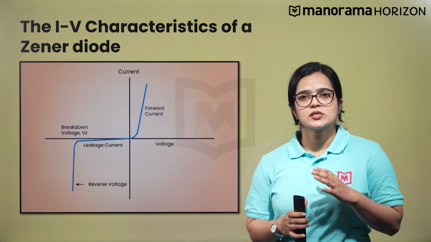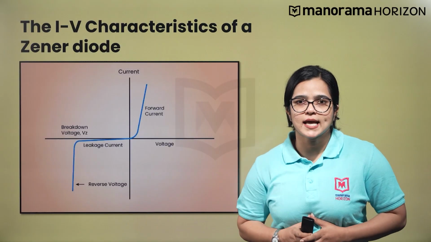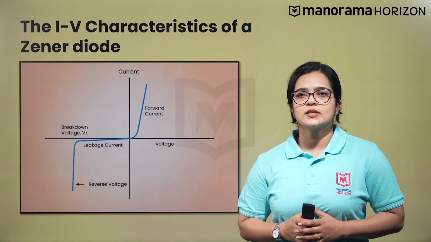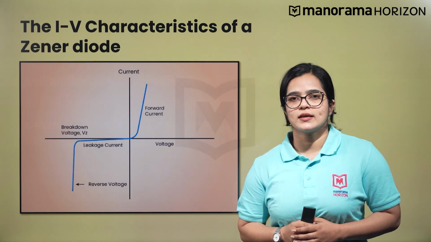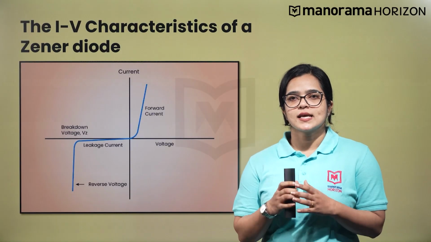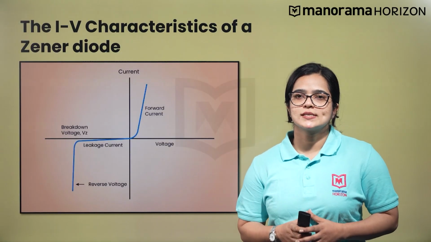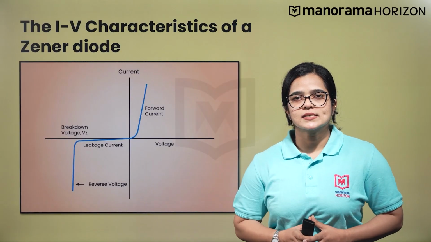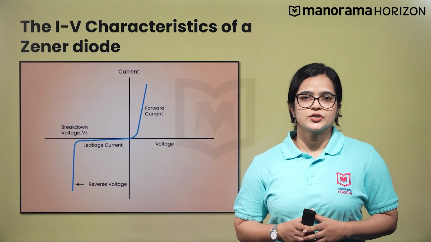it spikes so drastically. This breakdown voltage V sub Z is of high significance as a large change in the current can be produced by almost insignificant change in the reverse bias voltage. In other words, we can say that zener voltage remains constant even though current through the zener diode varies over a wide range. This makes the zener diode useful in applications such as voltage regulation.